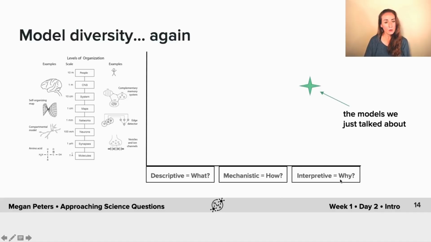So we have what, how, why here, and the ones that we just built are really more in the Y space, and they're up here at the level of people and central nervous system and system. Kinds of levels of analysis. But there are a lot of other models that we could have built or tested to try to explain this phenomenon.